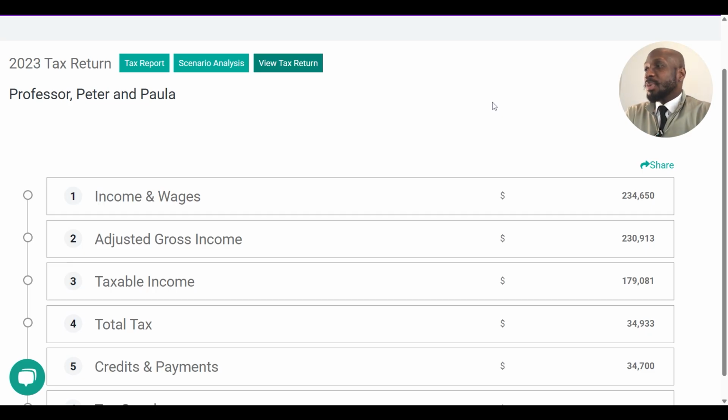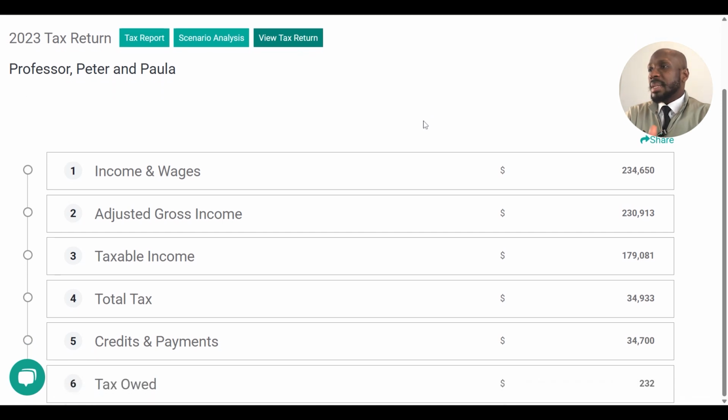Okay, so this is an example client, Peter and Paula, and they've essentially come to me. Their CPA has prepared the tax return. It's not been filed yet, so it's in a draft format. They've sent it to me, and I've given them access to my tax software, and they've essentially uploaded the PDF of the tax return that the CPA prepared for them. And now I'm going to review the return together.